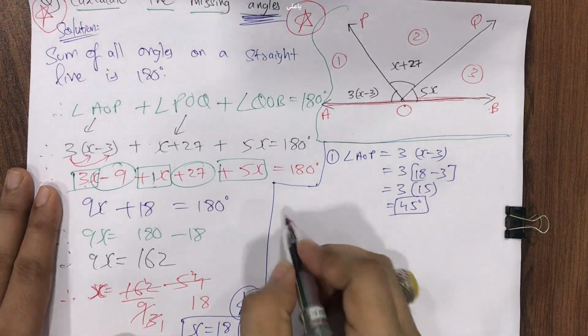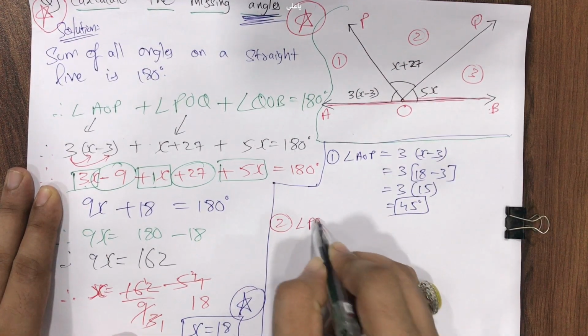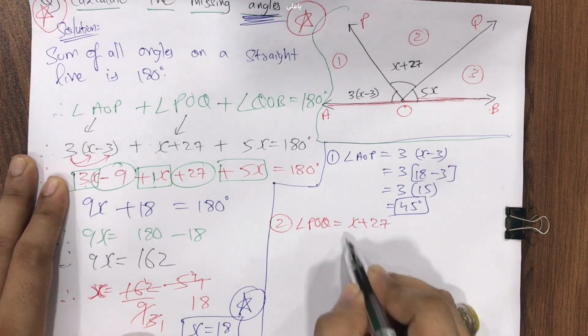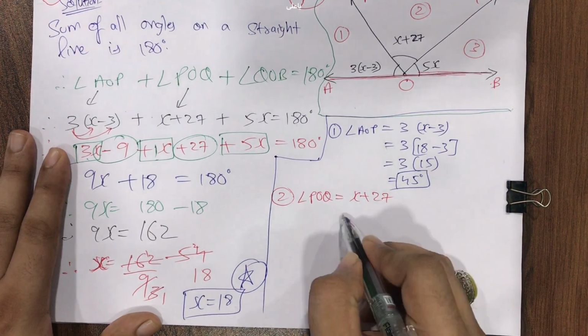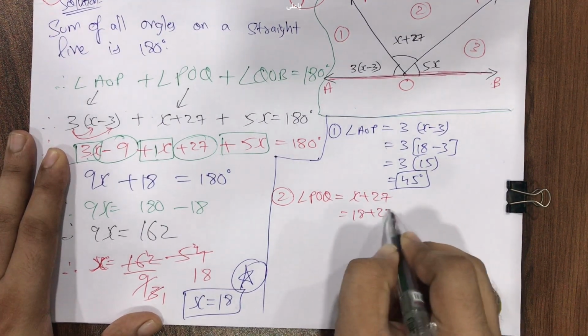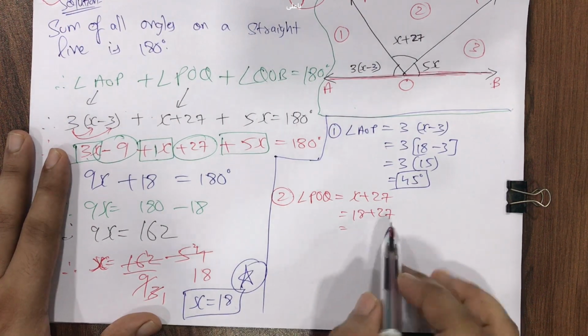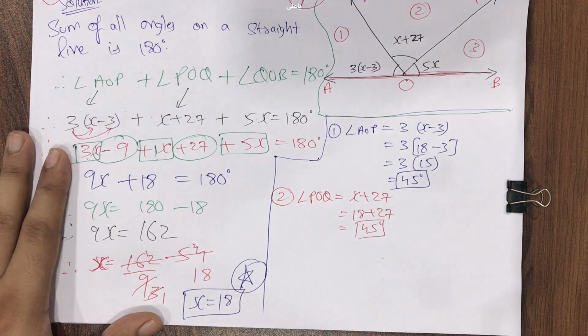Okay, second, what is the second angle? POQ. So angle POQ is equal to x plus 27. My value of x is this 18 degrees. So it is equal to 18 plus 27 over here. So 18 plus 27 comes to 45 degrees. Okay, great. The value of this is also 45.